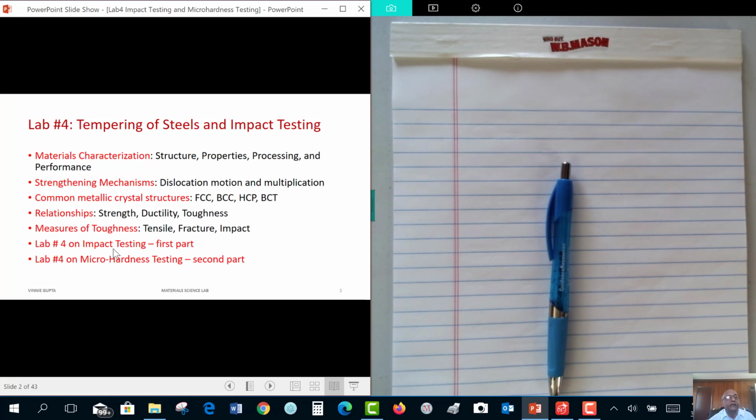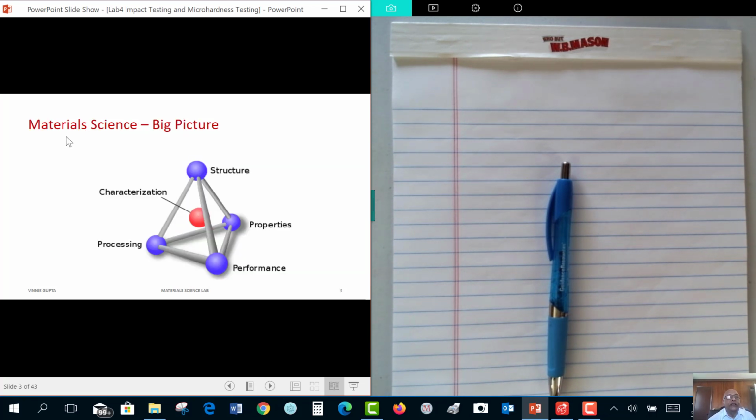As I said, we have two parts in the lab. In the first part, we are going to do impact testing, and in the second part, we are going to do hardness testing. So again, big picture: this lab is about materials testing and characterization. Your course is about structure and properties of materials and how they relate to processing of materials. And in the longer term, we are interested in performance and cost, etc. So those are all tied here.